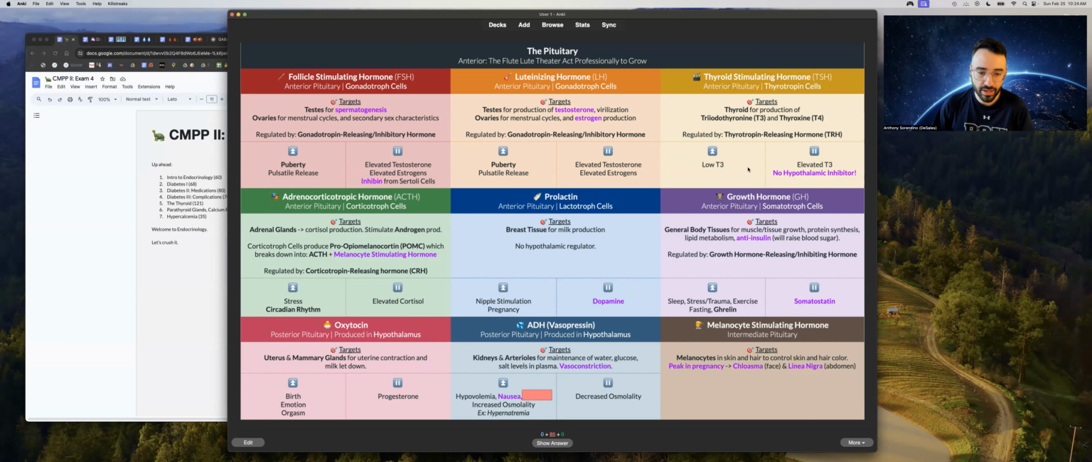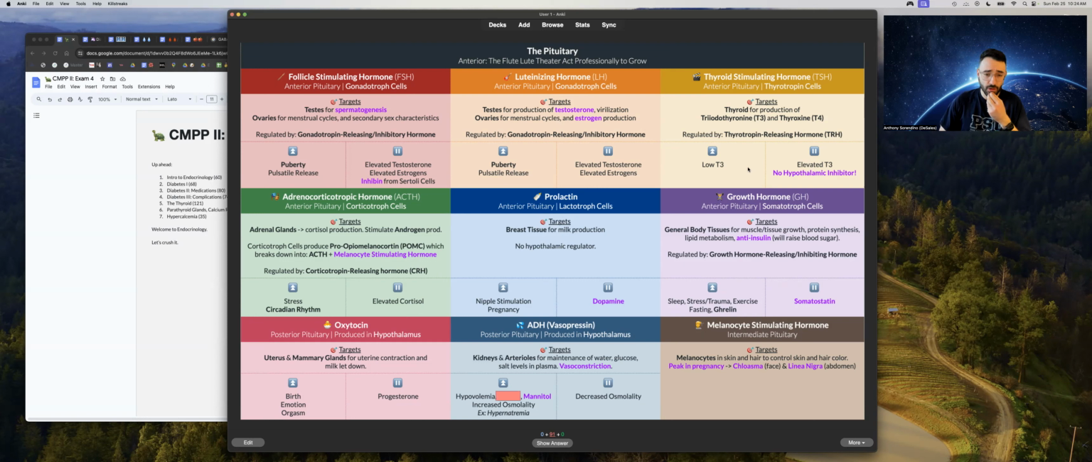Hypovolemia, nausea, and another one. Really helps to have context here: mannitol. Blood vessels and kidneys for maintenance of water. So what are the targets of vasopressin? Kidneys and blood vessels? We'll take that, arterioles.